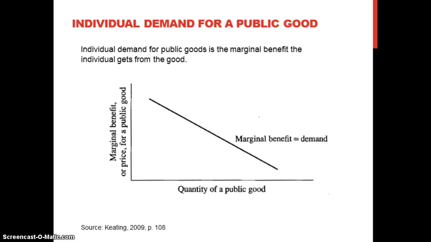This is the second video of lecture 5. In the previous video, we learned what kind of goods should be provided by government. Economic theory suggests that non-excludable, non-rival goods should be provided by government because the market cannot have a profit incentive to provide these goods.